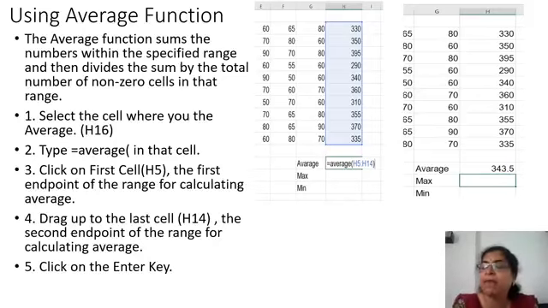You should drag the mouse up to H14 in that particular column, and then release the mouse button and press the Enter key, so you will get the average. It will sum up all the numbers in the range from H5 to H14, make a total of that, and divide it by 10, and you will get the value of the average in cell H16.